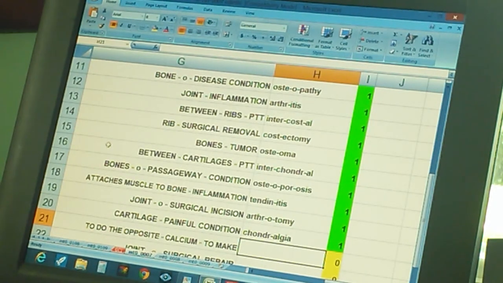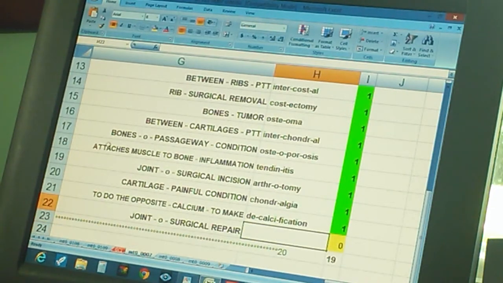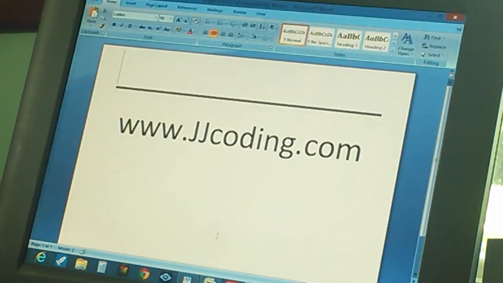To do the opposite, calcium, to make. Decalcification. Joint or surgical repair. Arthroplasty.